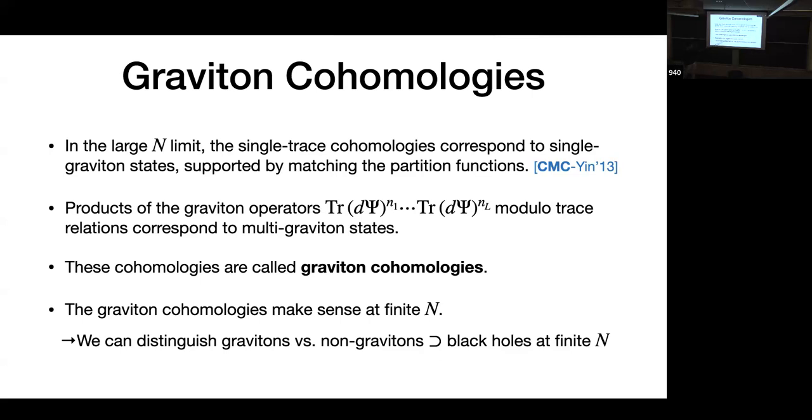So we can basically define this cohomology even at finite n, not just infinite n. And using this method, we can actually distinguish a graviton versus non-graviton at finite n order, and these non-gravitons potentially can contain black holes at finite n.